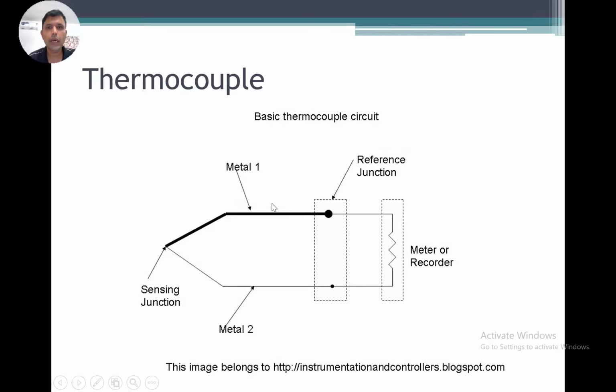When the IR radiation strikes the junction, it heats the junction slightly, creating a temperature difference between the junction and the reference end. That means a temperature difference between the sensing junction and the reference junction will be generated.